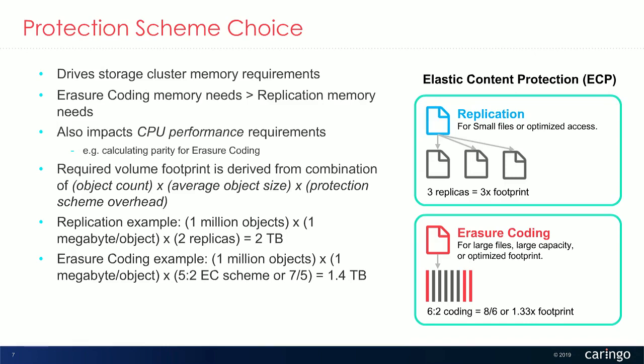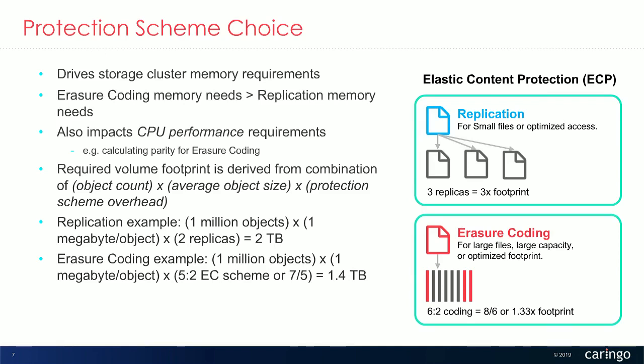Erasure coding is also going to have an impact on CPU performance, and it may drive the need to purchase faster CPUs as a result. And primarily that comes into play when you are writing erasure coded objects, because you have to calculate and create the parity streams that are associated with the data that you wrote into the system, and that has an impact on your CPU needs.